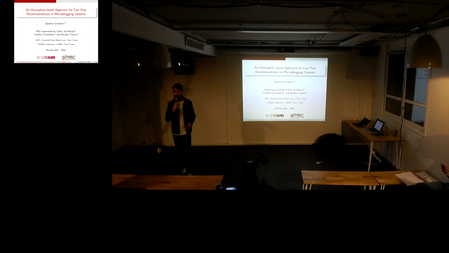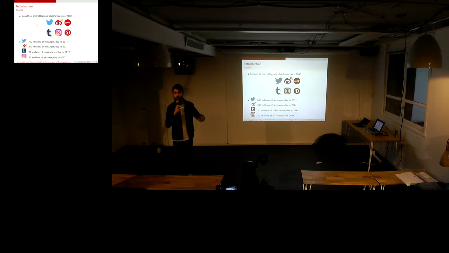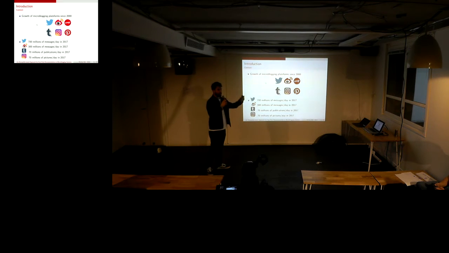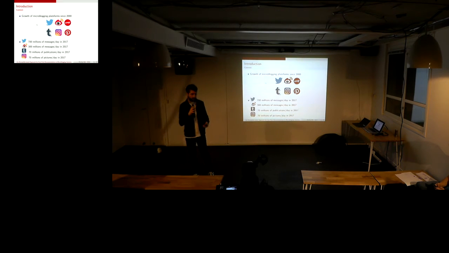As a very short introduction, I will talk about the growth that microblogging platforms have faced this last decade. I think we all know this fact, but basically Twitter is now up to 700 million messages published every day, and Instagram 17 million pictures published every day. And by microblogging platforms, what we mean is systems where people can fully choose to follow each other and can share content on this social network.